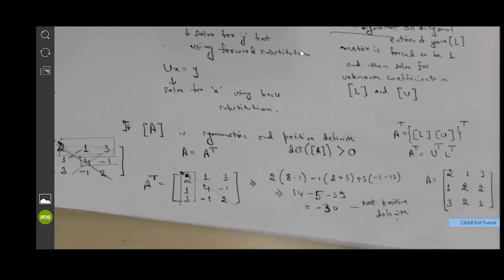I got -11. Okay, so I need to pick an example from the textbook to get a positive definite rather than making up numbers here. Just give me a second. Let me actually pick a matrix which is positive definite.